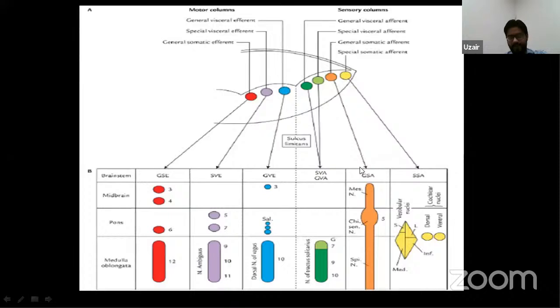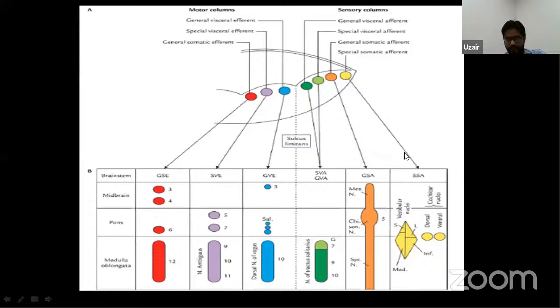It is responsible for carrying sensation all the way from the head and neck through the trigeminal nerve, through the general somatic afferent fibers. Then we have special visceral afferent and general visceral afferent, and all these fibers go all the way up to the nucleus of tractus solitarius that is responsible for the taste sensation.